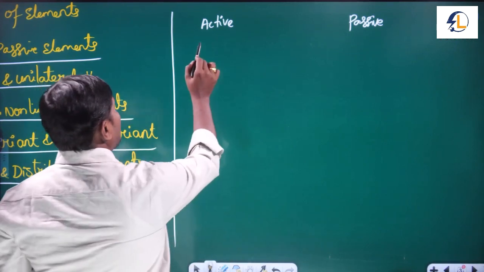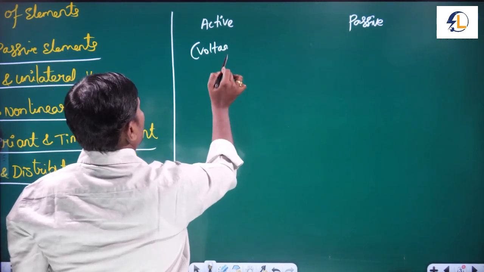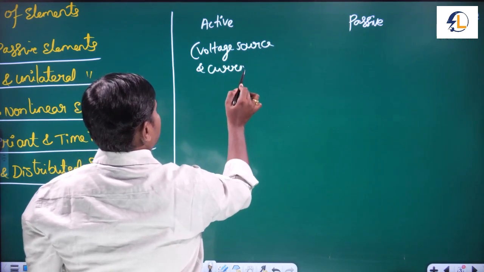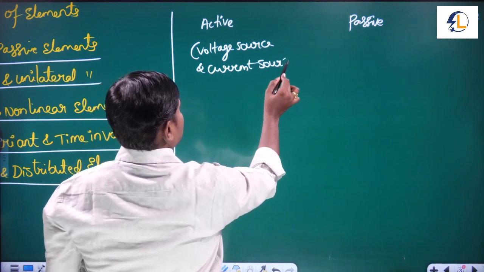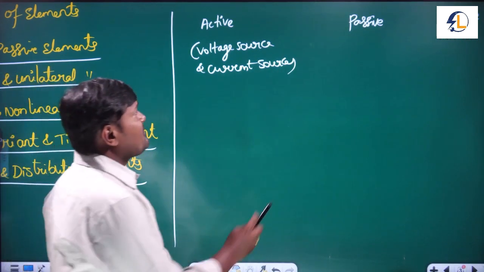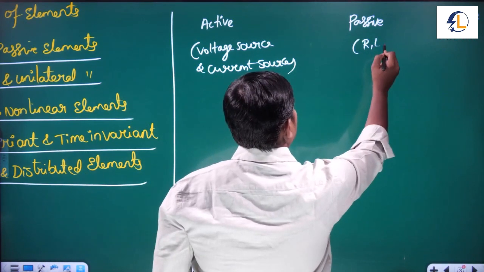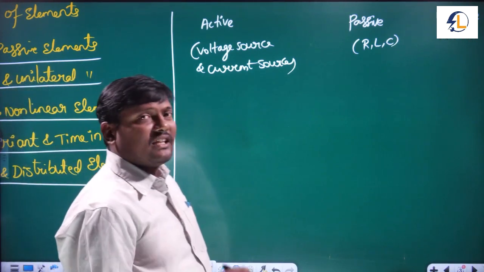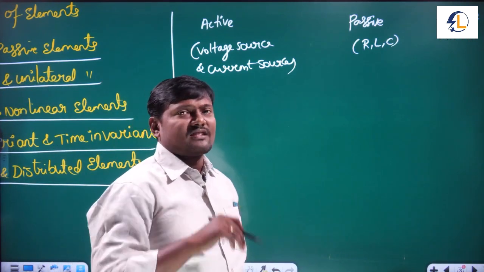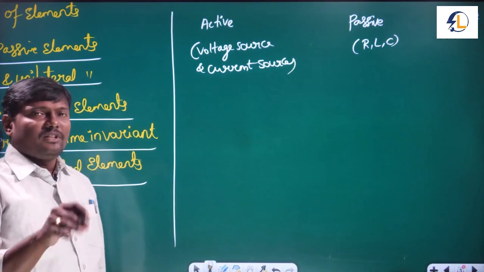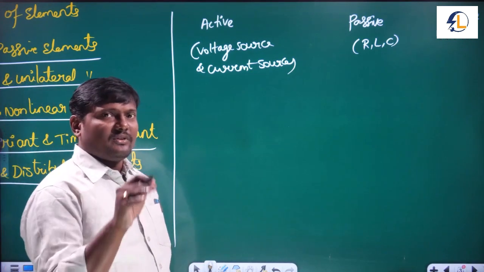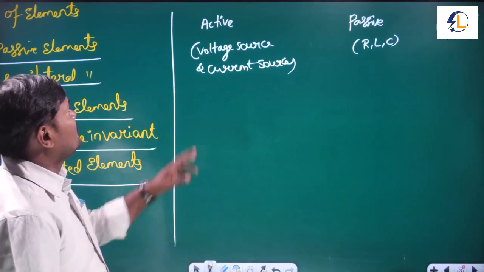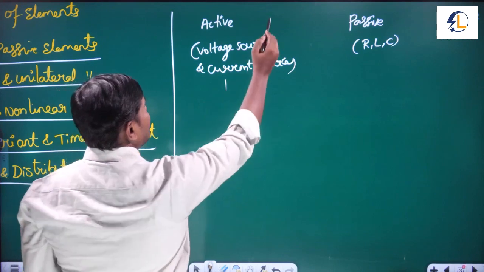The best example for the active elements is voltage source and current source. The best example for the passive elements is R, L, C. What is R? R is resistance, L is inductance, C is capacitance. Resistance is a property of a resistor, inductance is a property of an inductor, capacitance is a property of a capacitor.